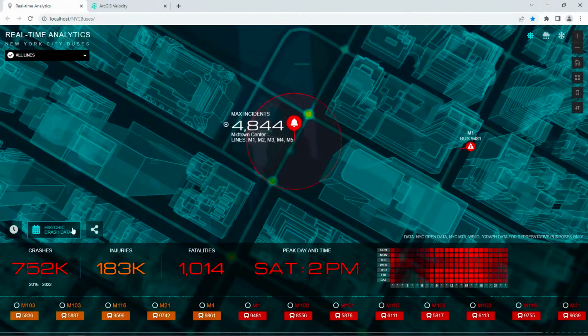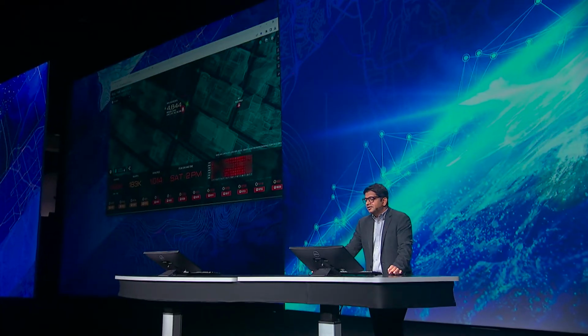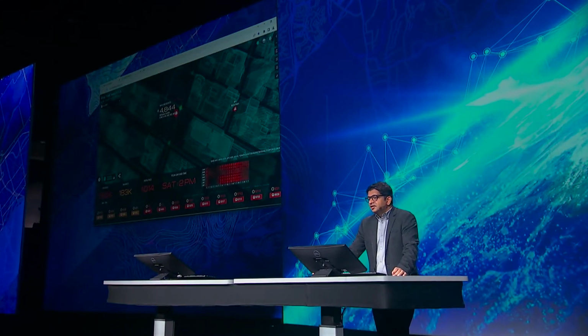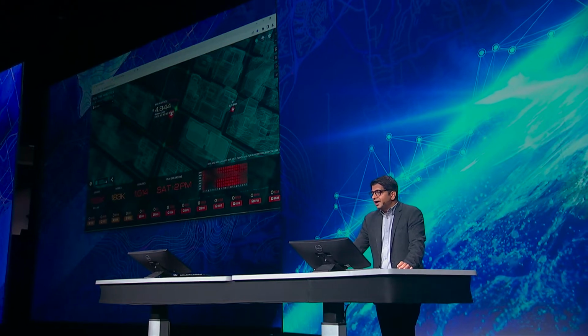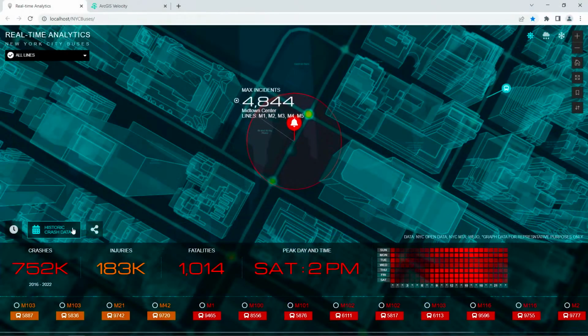In the last 6 years, New York City averaged around 1,000 accidents a day. Although most were minor, they still caused bus delays. So we analyzed the data to identify the accidents on bus routes. The map shows the location with most accidents. In 6 years, there were 4,800 accidents in this area. And you can see the 5 bus lines that travel through this location.